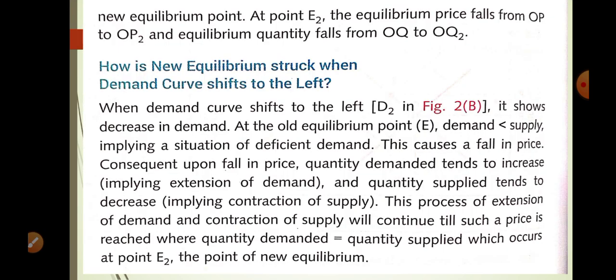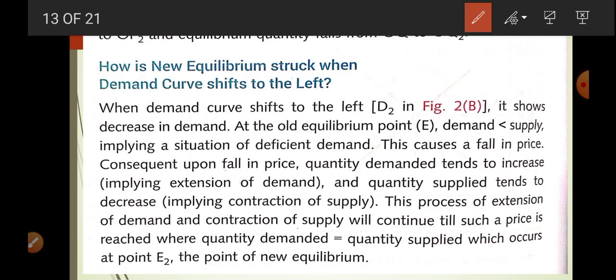So what is written here? When demand shifted to the left, that is, decrease in demand, what do we find? We find deficit demand. So there will be the condition of excess supply, and price is going to fall. When price falls, demand increases and supply decreases.